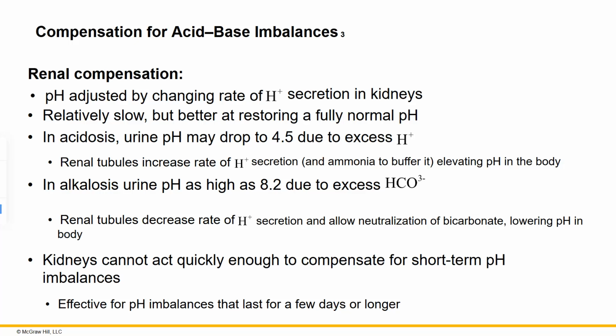Renal compensation, I already kind of alluded to this. The pH is adjusted by changing the rate of hydrogen secretion in the kidneys. It's relatively slow, but better at restoring a fully normal pH. In acidosis, urine pH may drop to 4.5 due to excess hydrogen ions. In alkalosis, urine pH may go as high as 8.2 due to excess bicarbonate ions. The kidneys cannot act quickly enough to compensate for short-term pH imbalances.